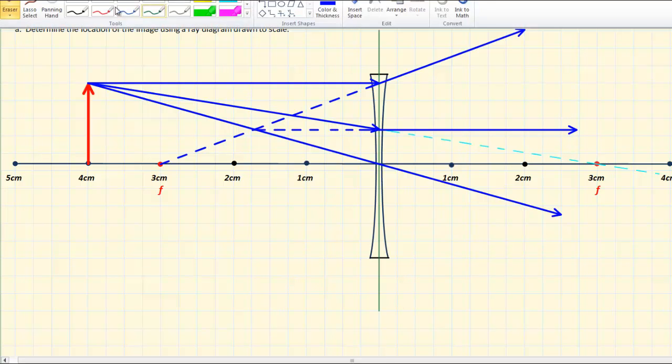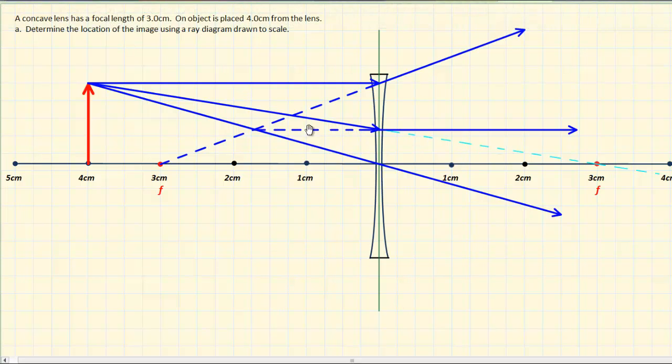So as expected, we see that they all appear to converge behind the lens on the same side of the lens as the object, right where my hand is. And so these three rays are not actually at this point, they only appear to be at this point, so we call this a virtual image. Let's draw in our image now and summarize.